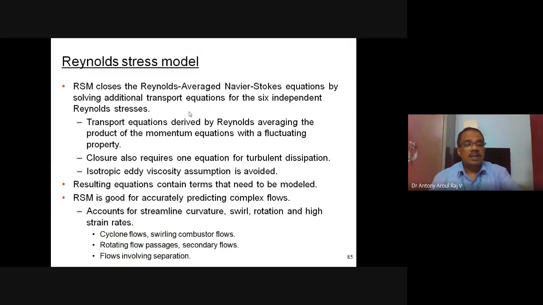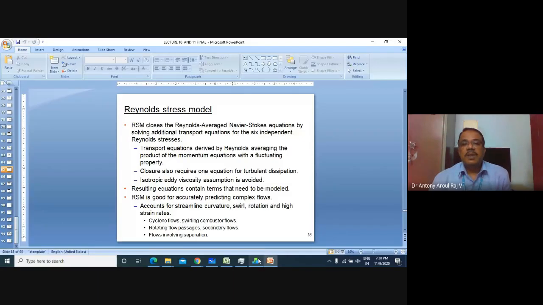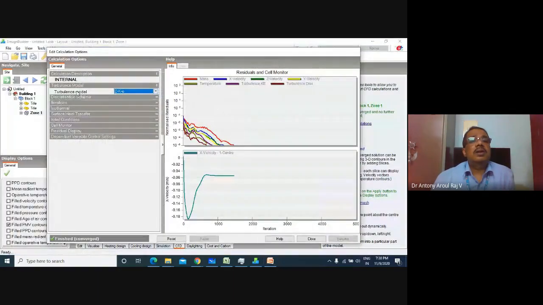I think this is sufficient for you, because these are the two things which are used in the models. One is the constant effective viscosity model, which is the one equation model we have seen. Then we have the k epsilon model, which is a two equation model.